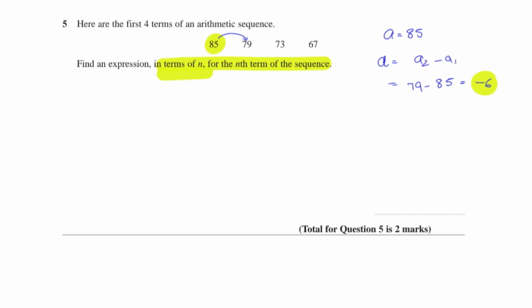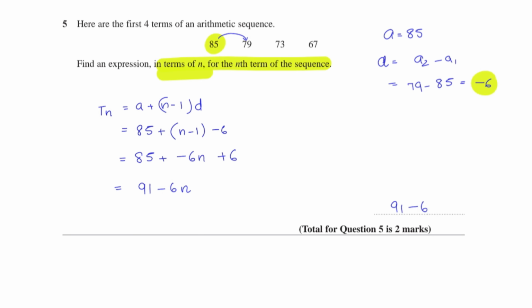Now in order to substitute into the formula, a plus n minus 1 into d, I will substitute all the values over here. 85 minus 6n plus 6. So I get the answer as 91 minus 6n. So the answer is 91 minus 6n.